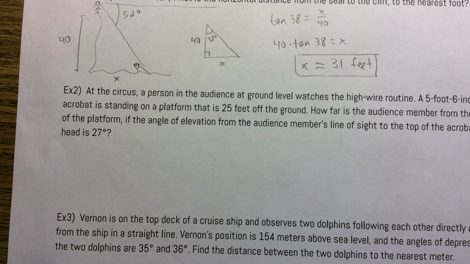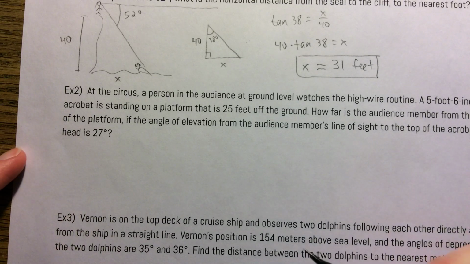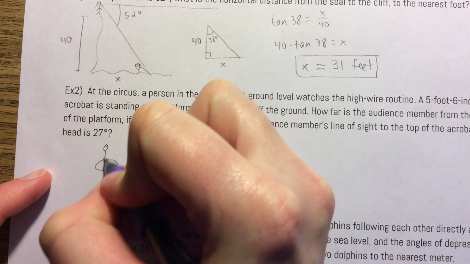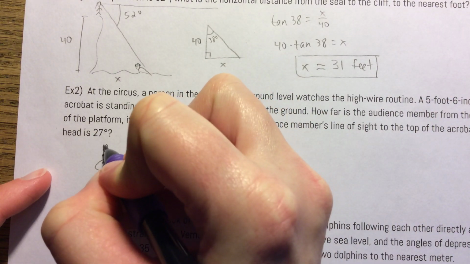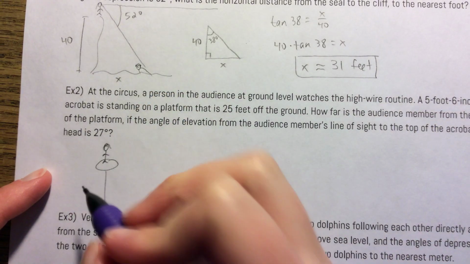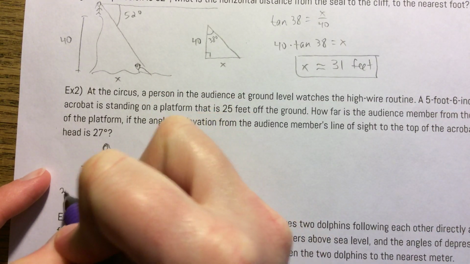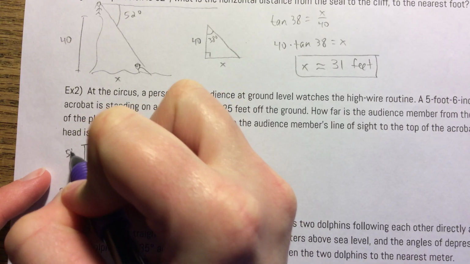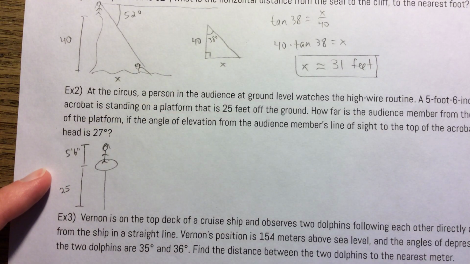At the circus, a person in the audience at ground level watches a high wire routine. A 5'6" tall acrobat is standing on a platform that is 25 feet off the ground. So let's draw that so far. Here's my platform. Here's my acrobat. The platform is 25 feet. The acrobat is 5'6". How far is the audience member from the base of the platform?